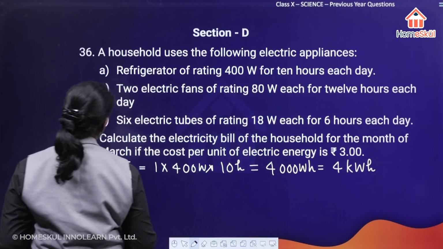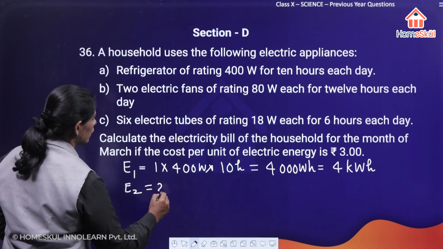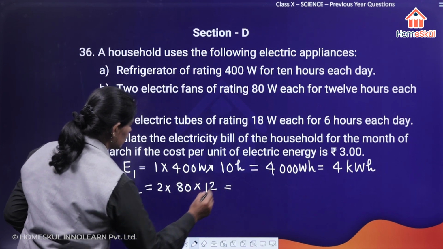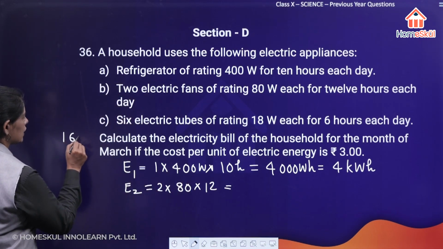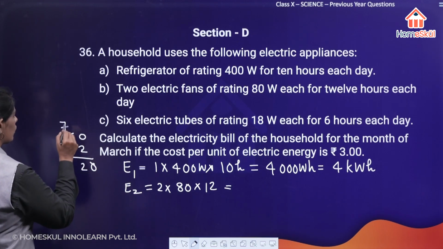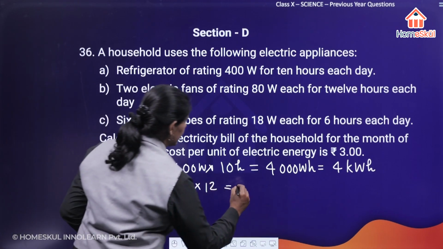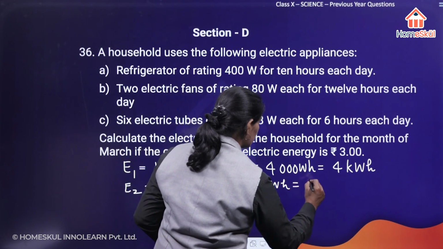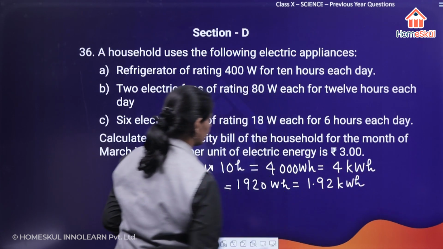Okay, coming to the next one, E2, that is for the electric fans. There are 2 electric fans, 80 watt each, 12 hours. Okay, so what do we get? 80 into 2, that is 160, and 160 into 12 gives 1920, right? So we get it as 1920 watt hour, or in kilowatt we get it as 1.92 kilowatt hour.